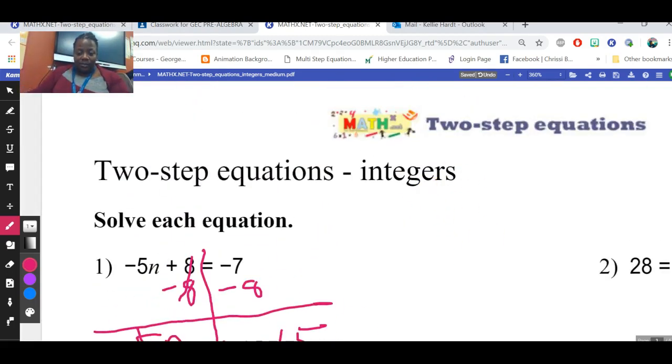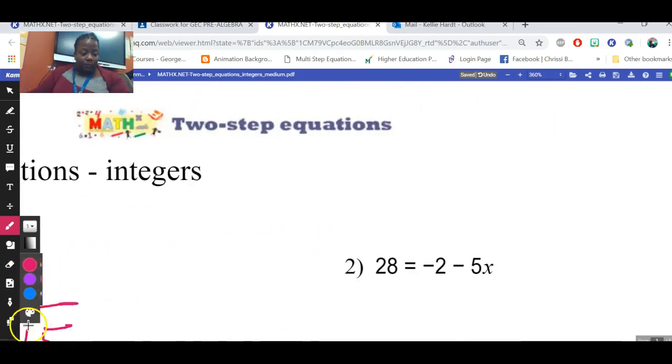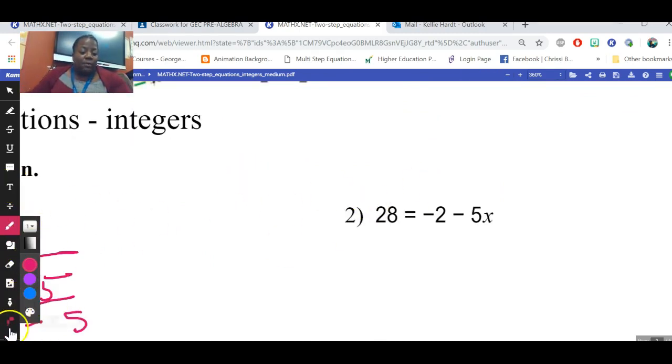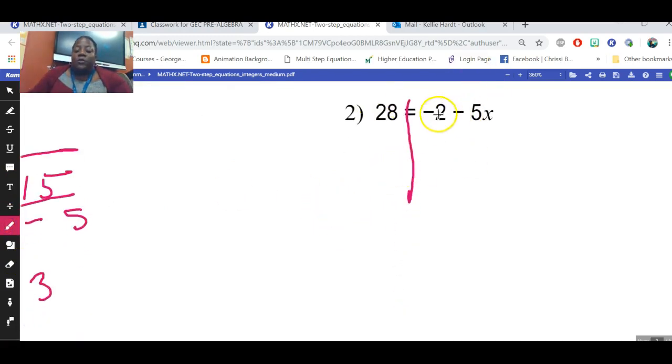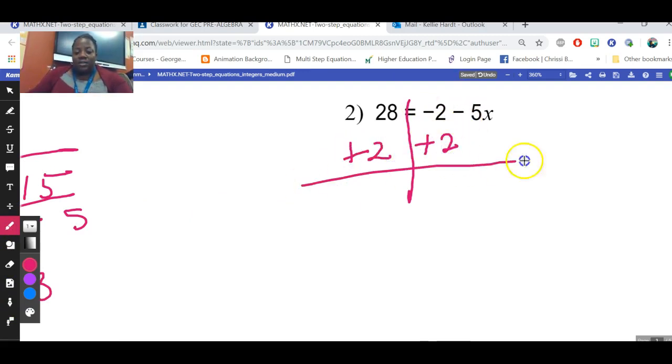Okay, so let's go over to number 2. Here we go. So over here, remember, once you draw the street, you want to look at the side that has the letter in it. So this is the side that we're moving things around, from over here to over here. Now remember, don't touch the number that's with the letter. That would be this. Don't touch that first. Always do the adding or subtracting part first. So that means you're going to move the -2 by doing the opposite of what you see. +2 on this side, +2 on this side, okay?